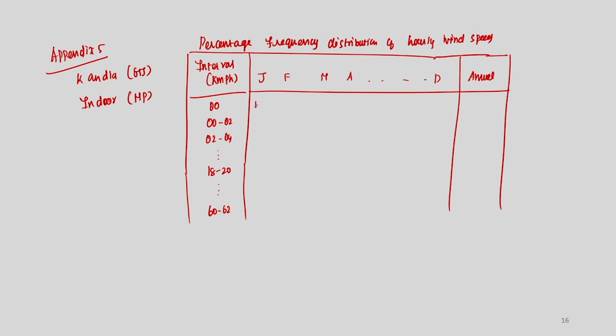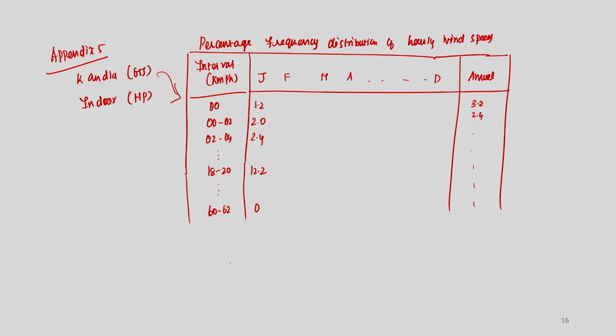It is how much? So, for example, for January, 0 to 2 kilometers per hour, you are probably getting 1.2, then 2 to 4, 2.4, then 18 to 20, 12.2, and 60 to 62, it is almost 0. Annual is also given, for example, it is 3.2, then 2.4, etcetera. So, this kind of table is given for both the places, so you can refer to that.